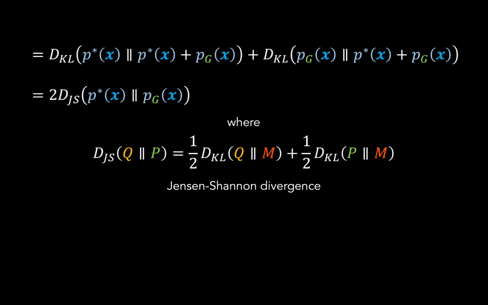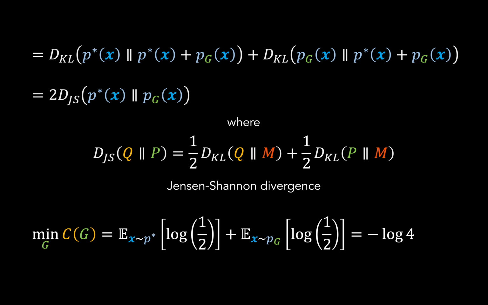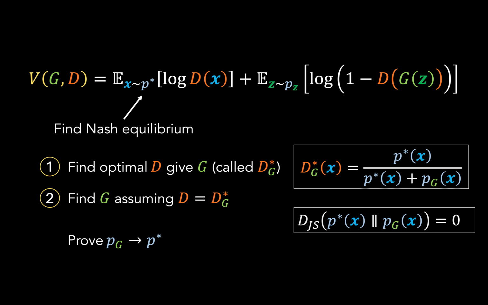Now this divergence is non-negative, so it has a minimum value of 0, and it reaches this value precisely and only when P star and PG are equal. So we've effectively shown that minimizing the generator loss is equivalent to aligning our target and generator distributions, at which point the criterion function becomes minus log 4. So our theoretical analysis has shown why our GAN system should optimize to a Nash equilibrium, with PG aligning with P star.